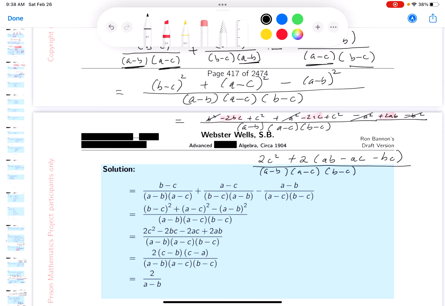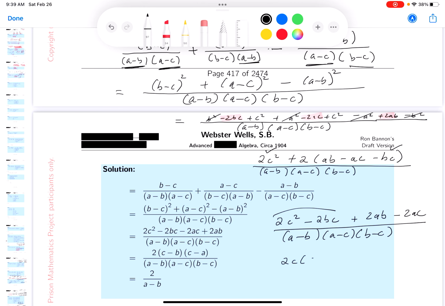All right, I'm looking at it, and let's take a look. So I see 2C squared minus, I'm going to say 2BC. And then I see plus 2AB minus 2AC, all over A minus B, A minus C, B minus C. I'm going to factor by grouping, hope something nice happens. You get 2C, and then you get C minus B.